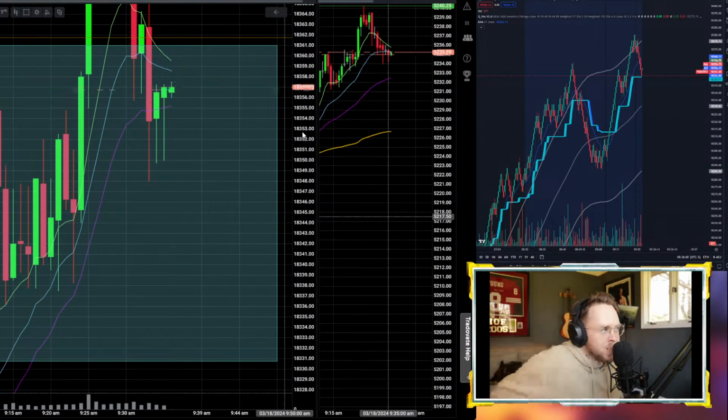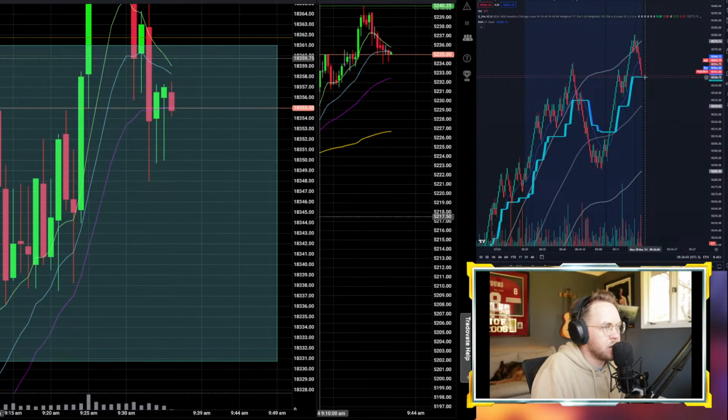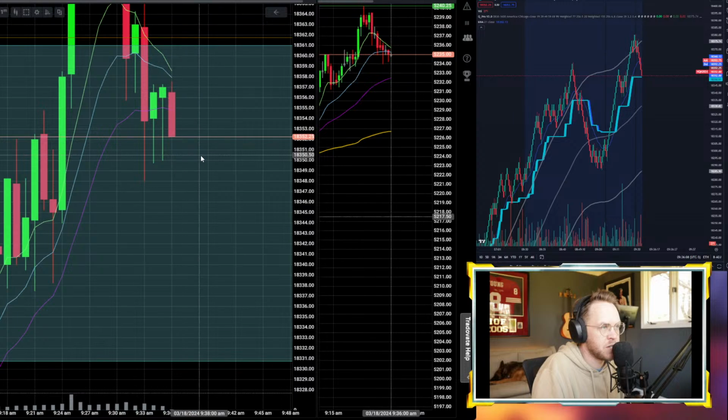Man, if I had taken this trade off this Q line here, it would have been a really good scalp. I could have taken a few scalps in this range, actually.